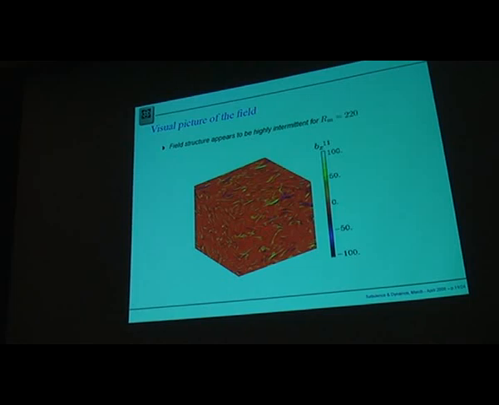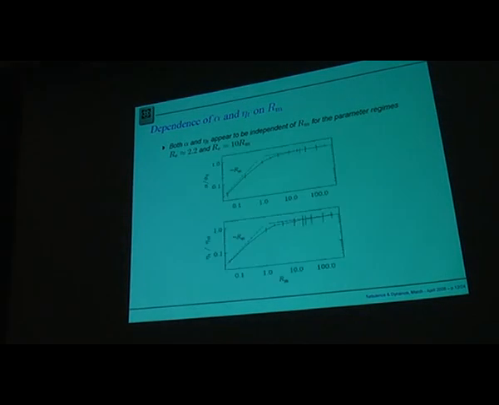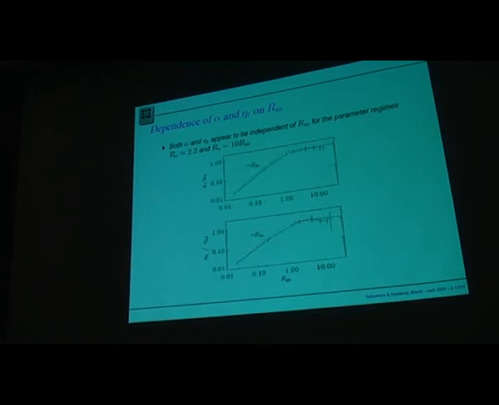So now comes the real thing: what is the dependence of alpha and eta t on Rn? We find that both alpha and eta t appear to be independent of Rn for the parameter regimes that we have considered. So this plot is for Re of 2.2 and varies with Rn. So you can clearly see that this is close to 1, and here the error bars are magnified by a factor of 2. If you do it for the other case where the Prandtl number is 0.1, you get similar behavior.